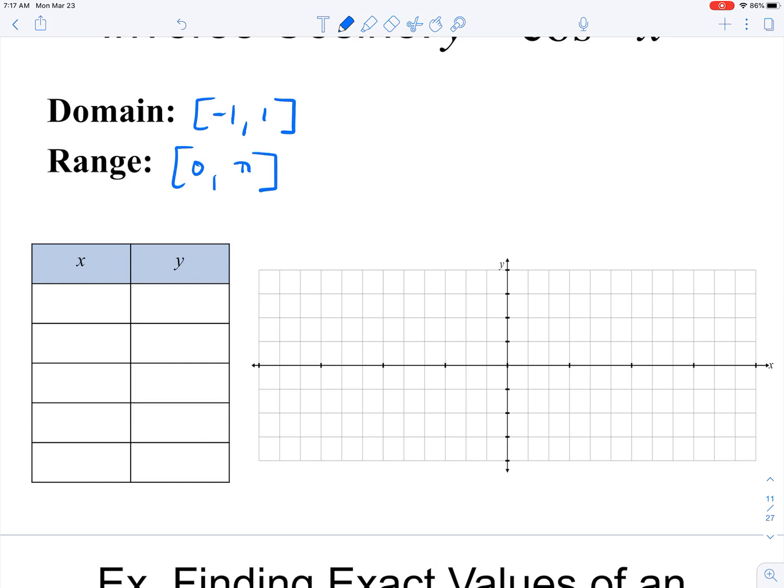Okay, so if we were to pick, I'm going to use the same values for x that I did for inverse sine. So like -1, -√2/2, 0, √2/2, and 1. Well, inverse cosine of -1 would be pi. Inverse cosine of -√2/2 would be 3 pi over 4, right? Because I'm thinking about the range being from 0 to pi. Inverse cosine of 0 would be pi over 2. Inverse cosine of √2/2 would be pi over 4. And inverse cosine of 1 would be 0.